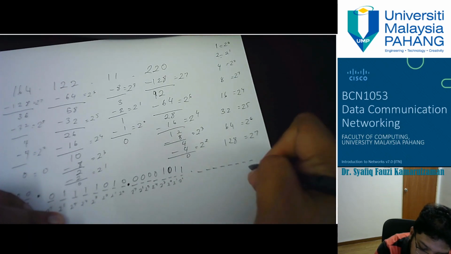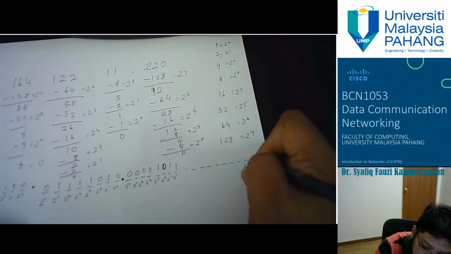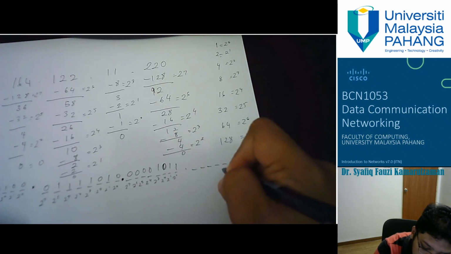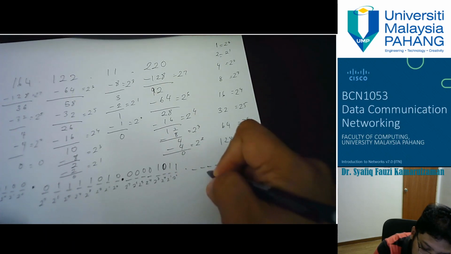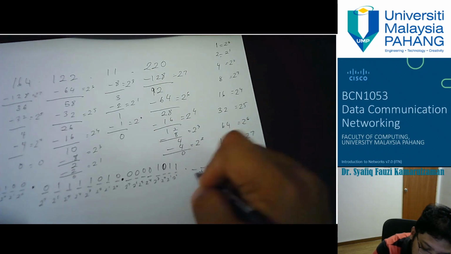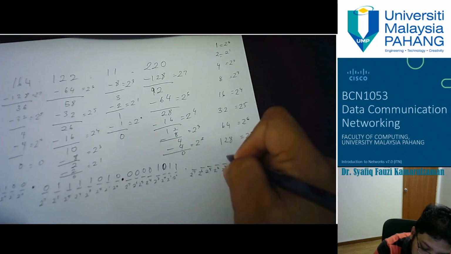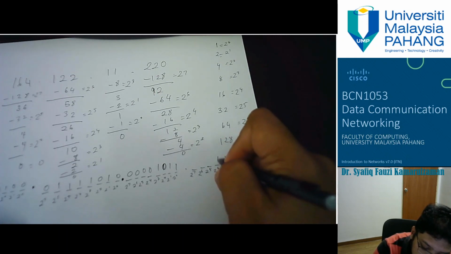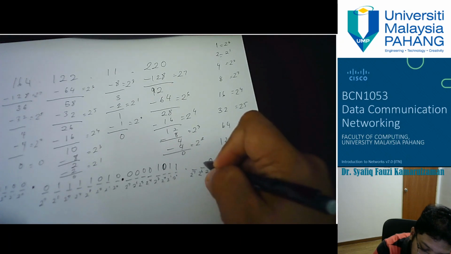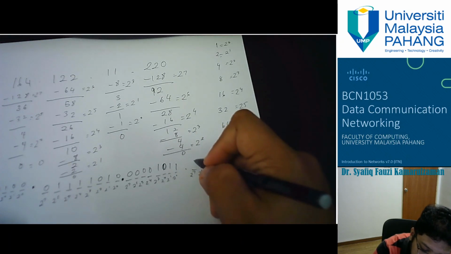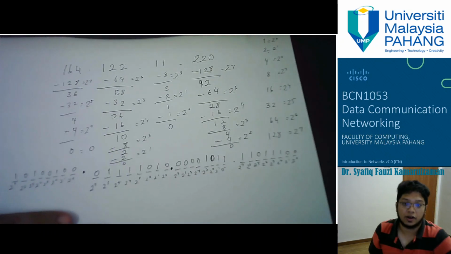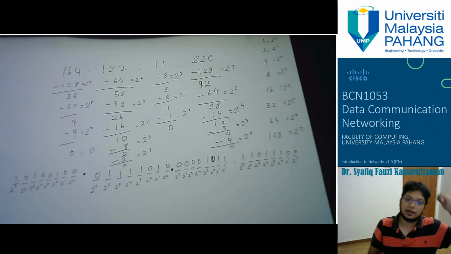Okay, 2 power of 0, 2 power of 1, 2 power of 2, power of 3, to the power of 4, to the power of 5, to the power of 6, to the power of 7. Okay, so you don't have the power of 0, don't have the power of 1, you have the power of 2, you have the power of 3, you have the power of 4, you don't have the power of 5, you have the power of 6, and you have the power of 7. Okay, so you get all the binaries by doing it this way.